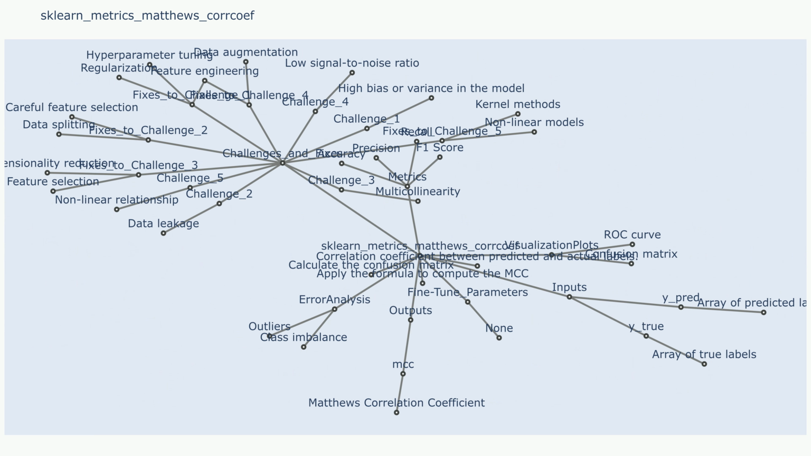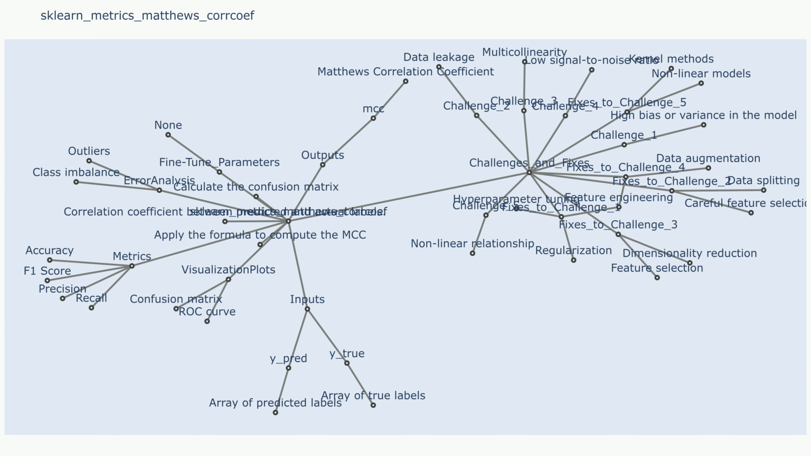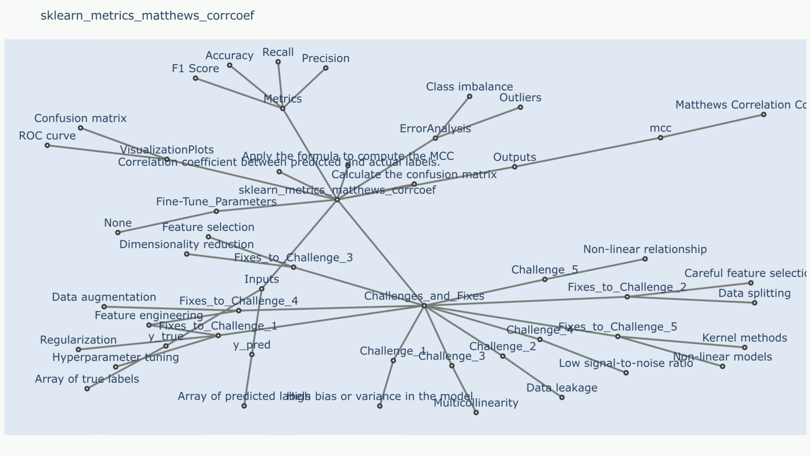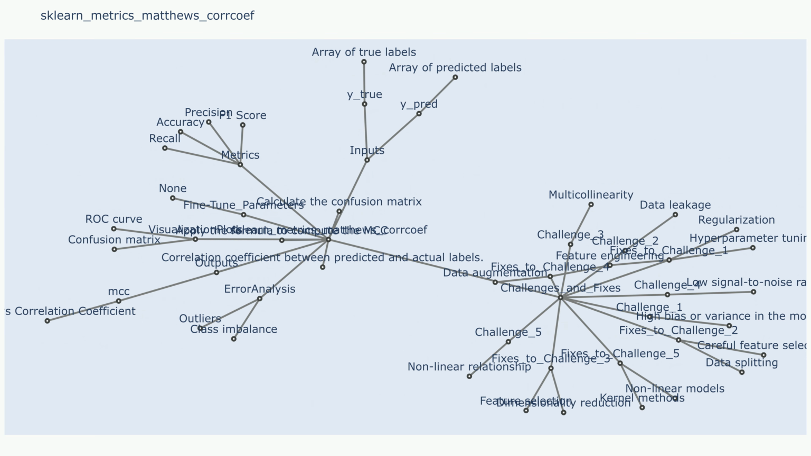Visualization plots. Confusion matrix, a visualization that shows the number of true positives, true negatives, false positives, and false negatives. ROC curve, a plot that shows the trade-off between the true positive rate and the false positive rate for different thresholds. Fine-tune parameters: none. The Matthews correlation coefficient is a single value that does not have any tunable parameters.